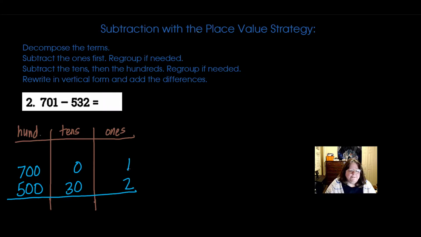2 from 1. Can't do it. I can't subtract 2 from 1. So I would have to go over here. But there's nothing here. Oh no. Well, that just means that we're going to have to go over to the next column in our place value. And we're going to have to regroup one of these hundreds. So instead of having 700s, we will have 600s. And that 100 is going to go right here.